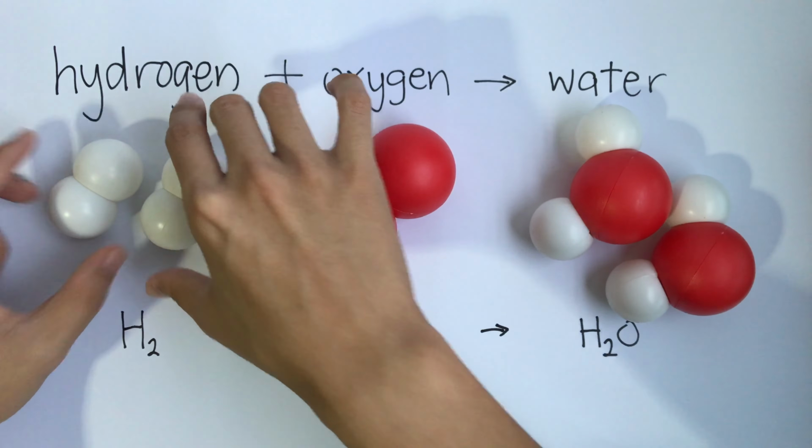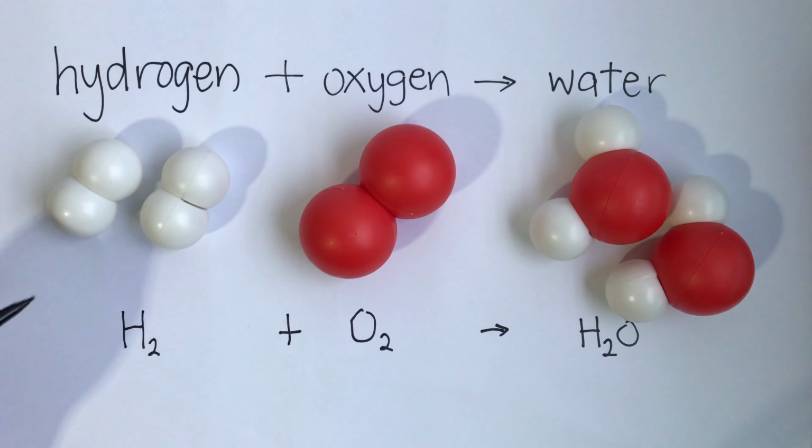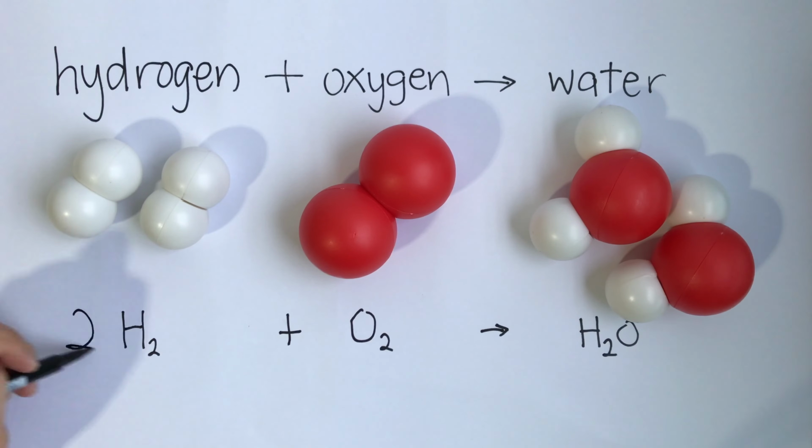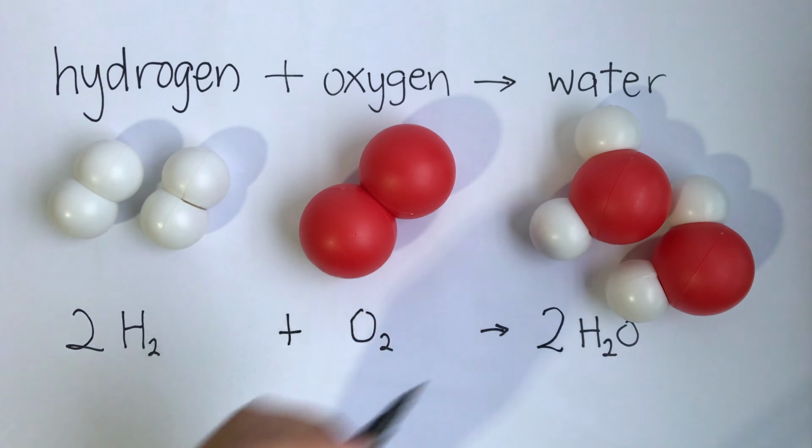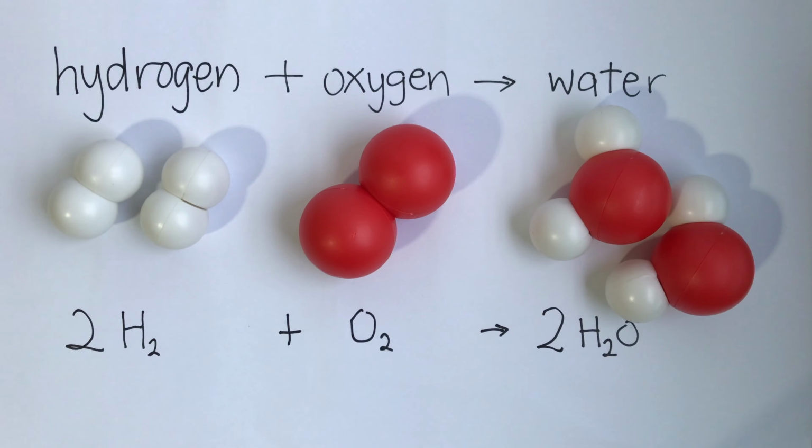So a balanced chemical equation basically puts down the numbers of molecules that react. So it shows us the ratio in which these molecules react in a chemical reaction. So 2 hydrogen molecules and 1 oxygen molecule form water.